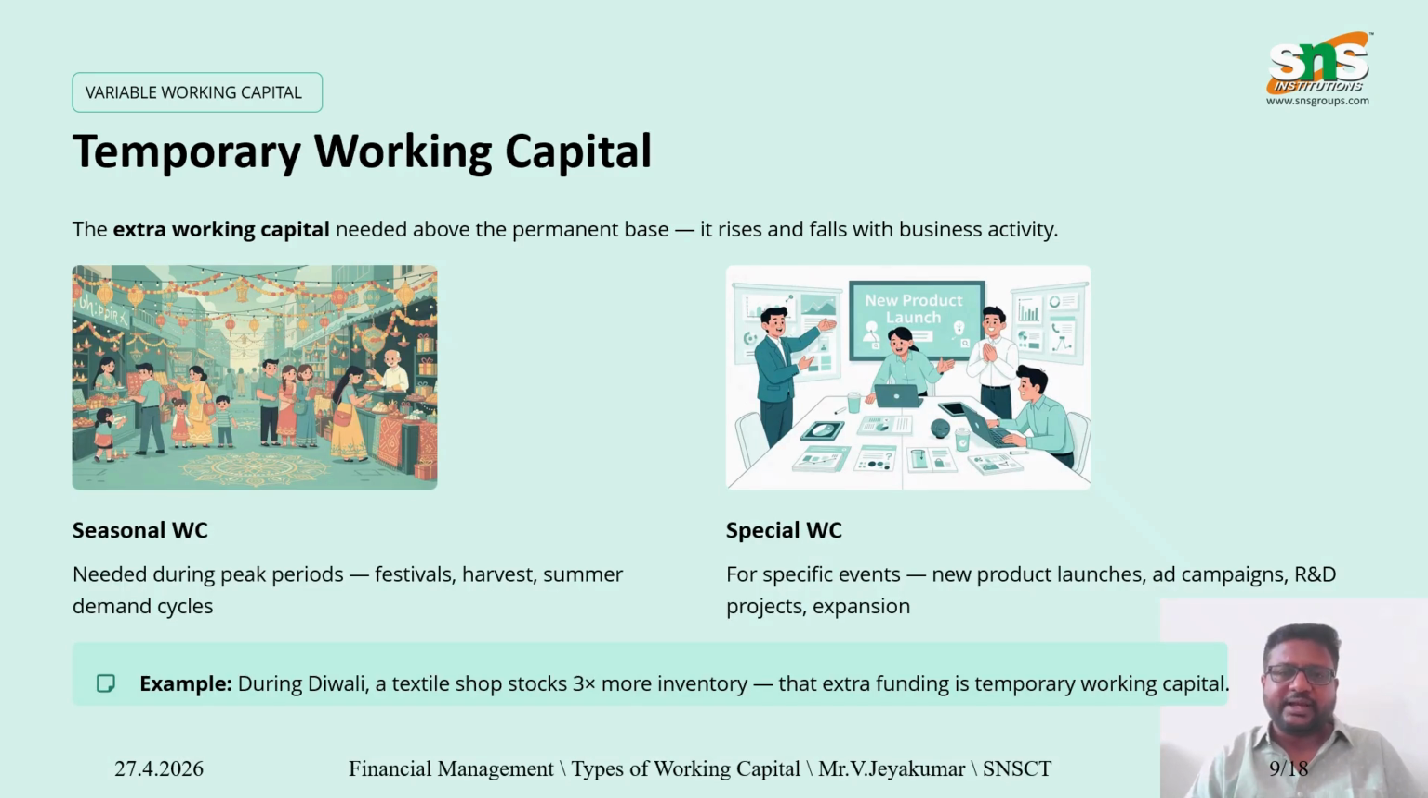Temporary working capital refers to the additional working capital required for a short-term period. It is needed to meet seasonal demand or sudden increase in business activities. This working capital fluctuates according to the level of production and sales. It is also called variable working capital. The extra inventory, additional cash, and short-term receivables are covered under it. Businesses usually finance it through short-term borrowings or bank credit. It helps the business handle temporary operational requirements efficiently.